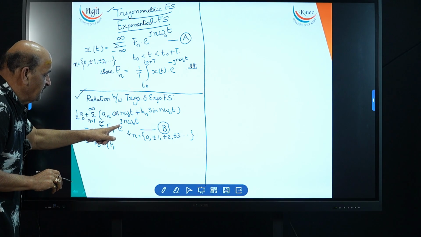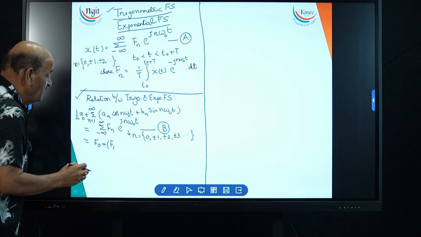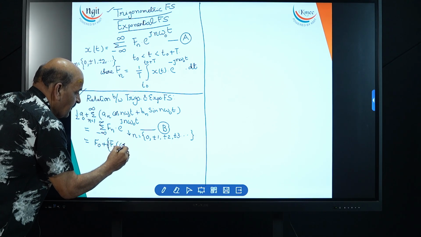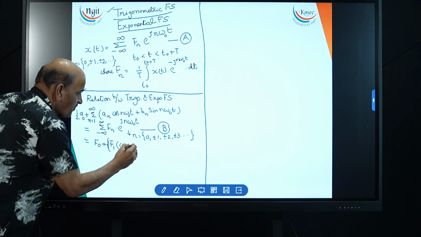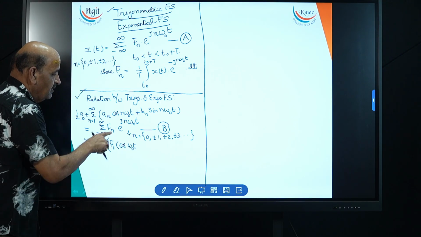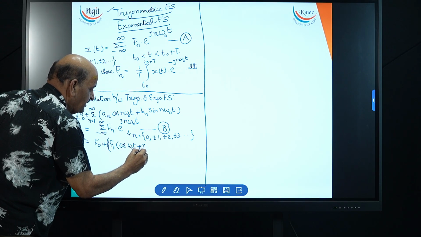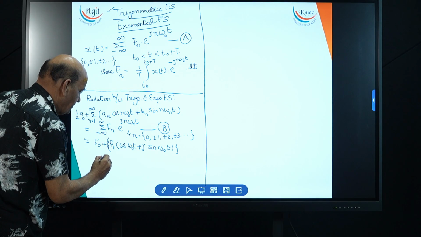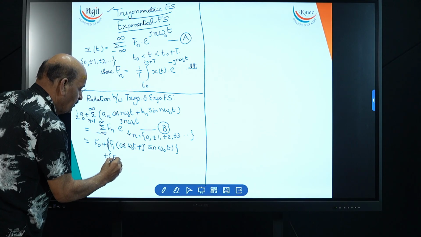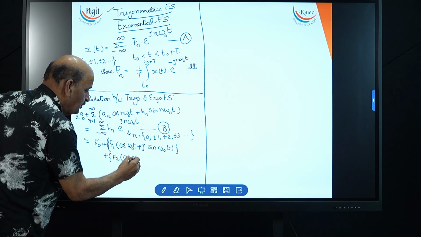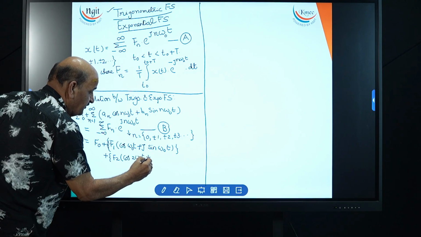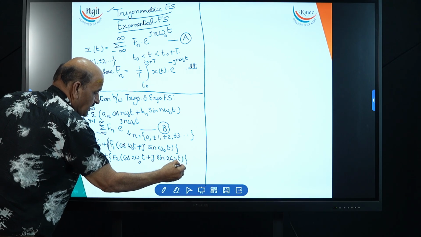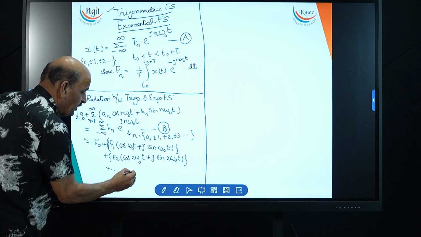Plus next, put n equal to 1, that is F of 1 into e power j omega naught t, e power j theta, Euler's formula. So this will become cos omega naught t plus j sin omega naught t. Next, plus F2, n equal to 2, F2 of cos 2 omega naught t plus j sin 2 omega naught t. In this way, all positive values will go on.